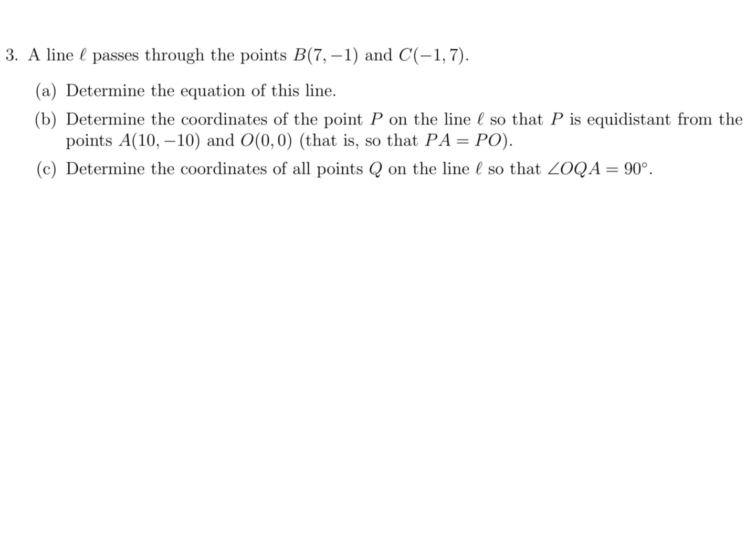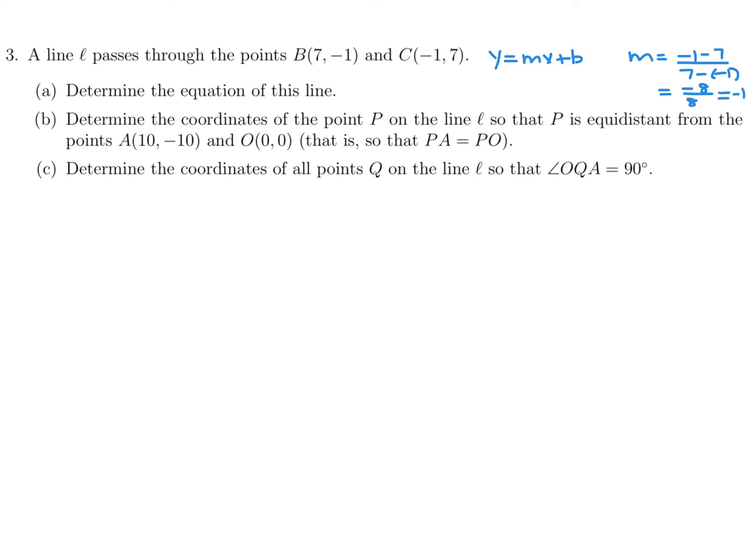A line L passes through the points B (7, -1) and C (-1, 7). Determine the equation of this line. Okay, well, I've done this a million times. y equals mx plus b, with m as the slope. M in this case is rise over run, which is the difference of the y values, so -1 minus 7, over the difference of the x values, 7 minus -1. So that looks to me like -8 over 8, and that's -1.